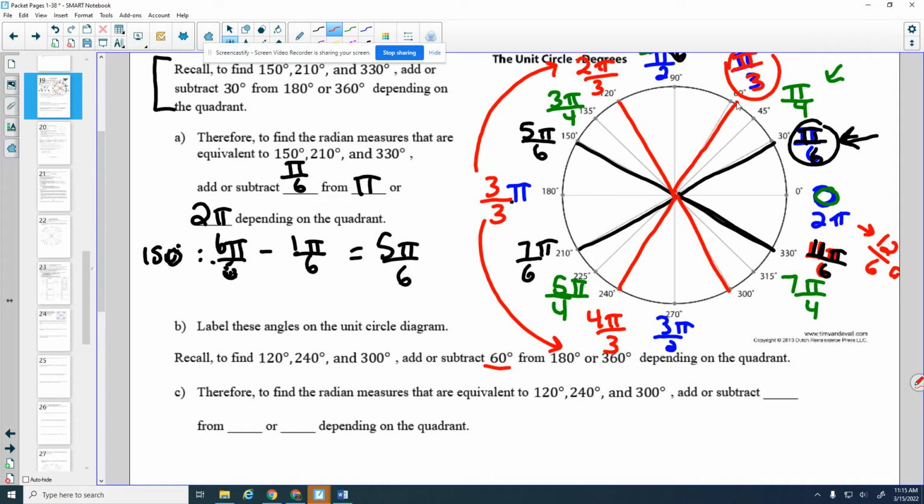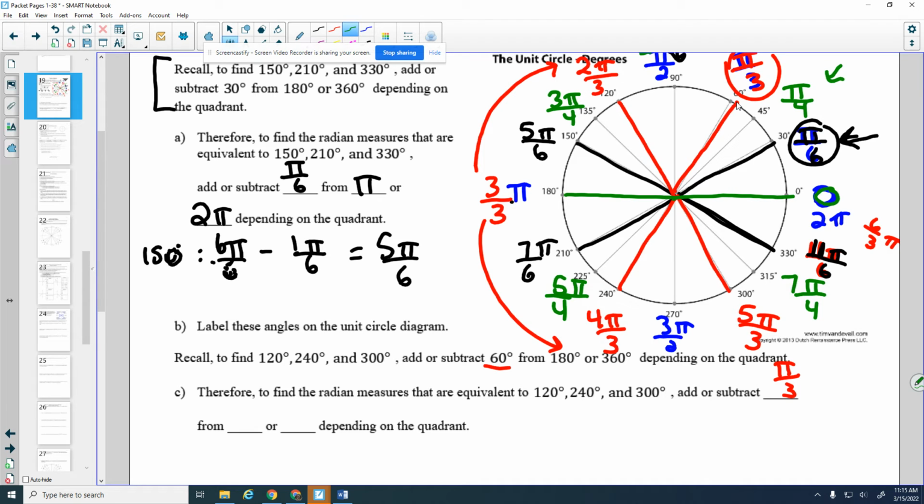And then here, my 12/6 is not helpful. I'm going to rewrite 2 as 6/3. So if I subtract 1/3, this is 5/3 or 5 pi over 3. So just to summarize, to find the radian measures that are equivalent to 120, 240, and 300, we're adding or subtracting pi over 3. And we're always going off the x-axis to find our angles.